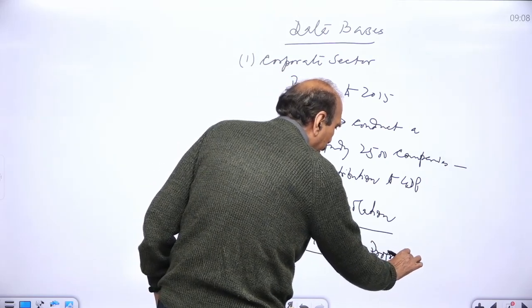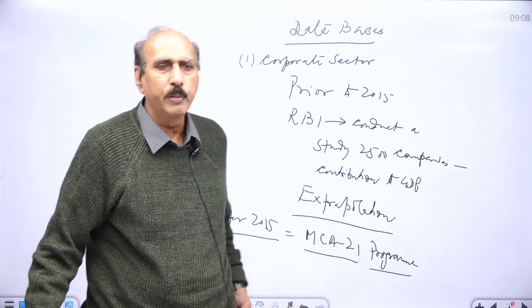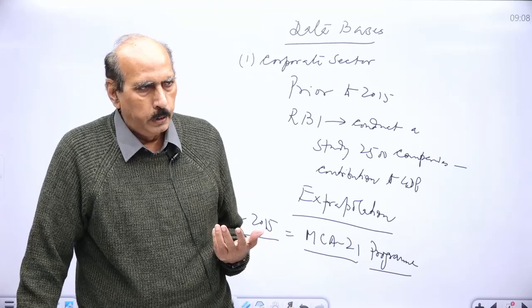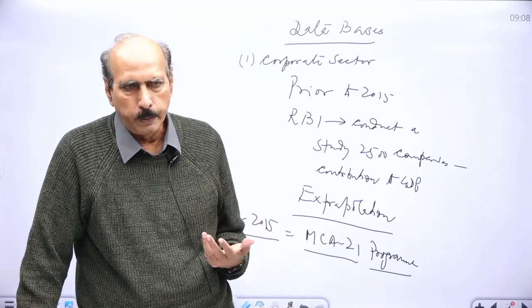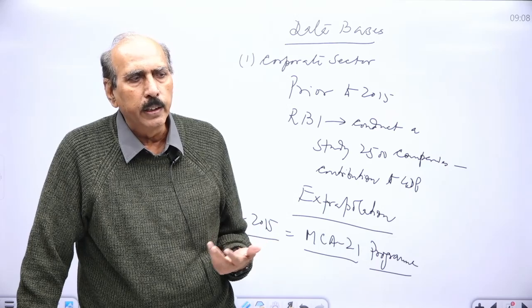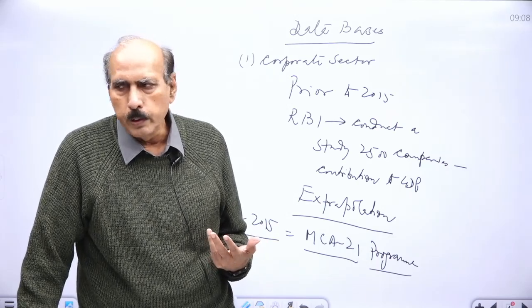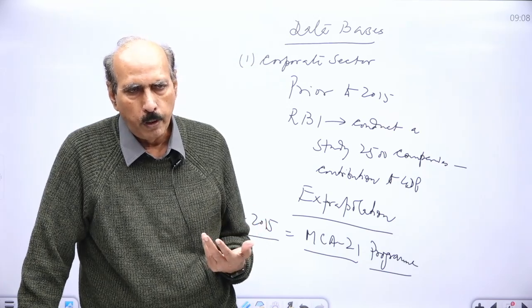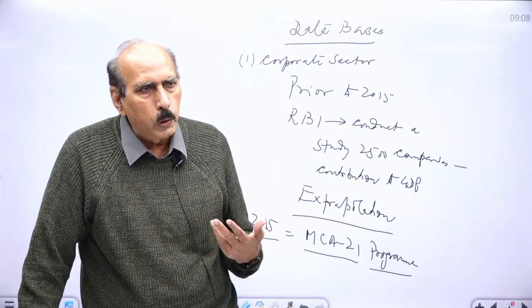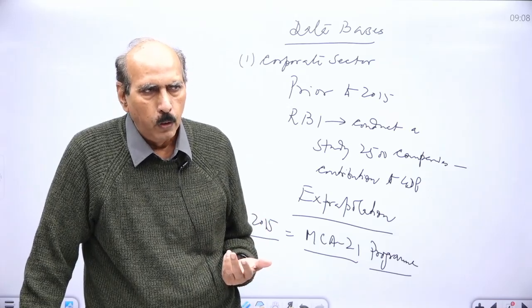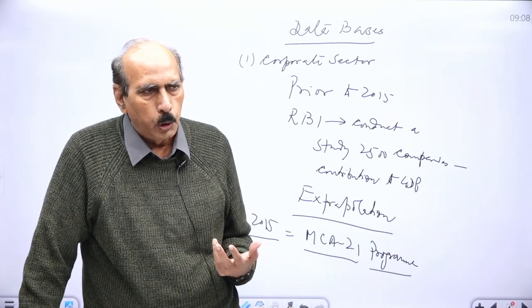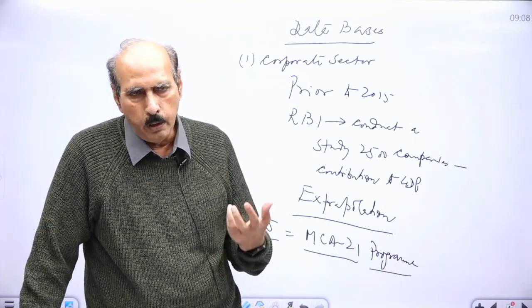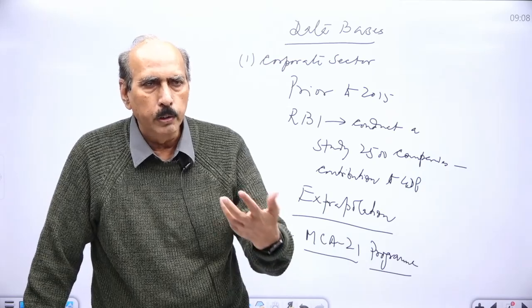What is MCA 21? ये क्वेश्चन आ चुका है प्रीलिम में. MCA 21 program. MCA means Ministry of Corporate Affairs, and 21 is a digitization program. Ministry of Corporate Affairs, right from 2008-9 onwards, have asked all the registered companies to submit their balance sheet and the profit and loss account in digital form to the registrar of the companies.